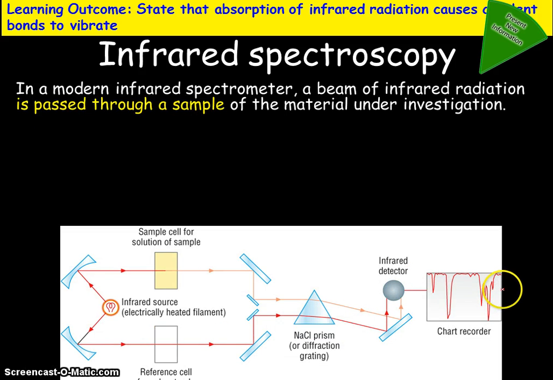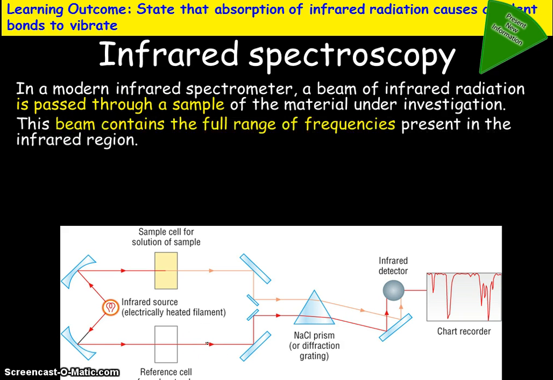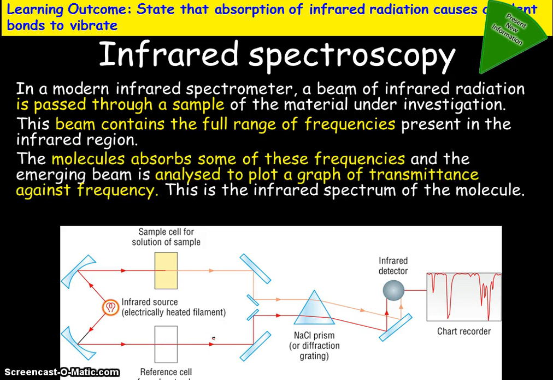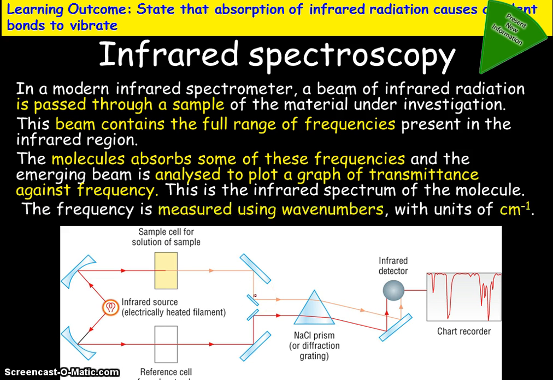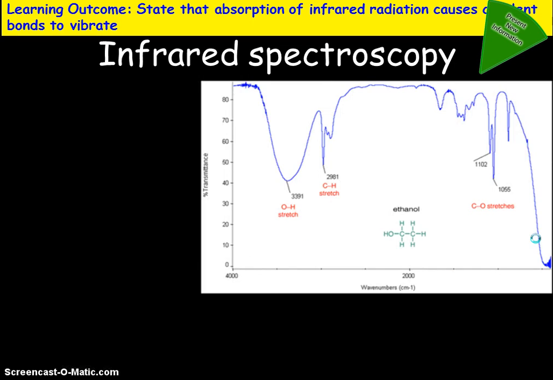So the way an infrared spectrometer works is a beam of infrared radiation is passed through a sample. We have to pass it through a reference cell as well, and then we subtract those two in order to produce a result with just the chemical we're interested in. And we fire a full range of frequencies through. Now the molecules will absorb only some of those frequencies, and we analyse the transmittance against frequency. So which frequencies are transmitted, which ones pass through, and then the peaks correspond to which ones are absorbed. And we measure that in wave numbers, and the units of which is centimetres to the -1.